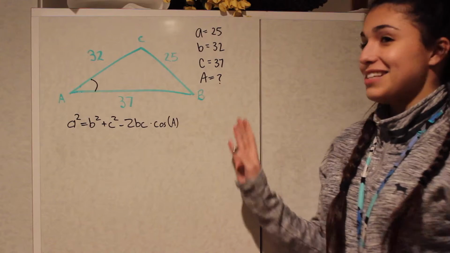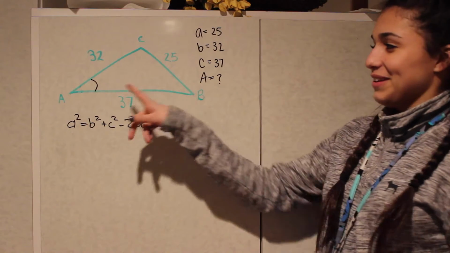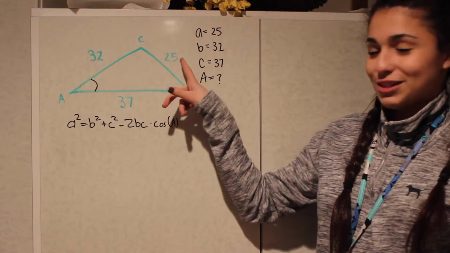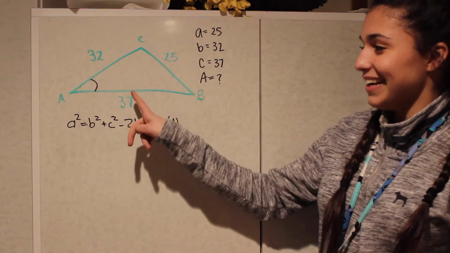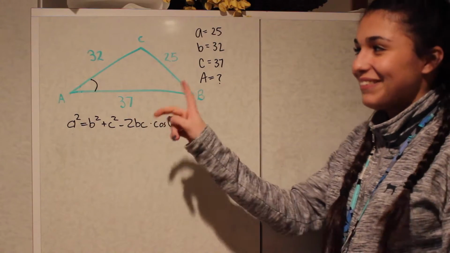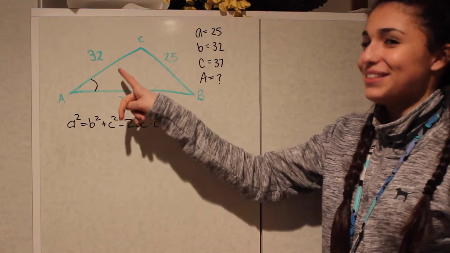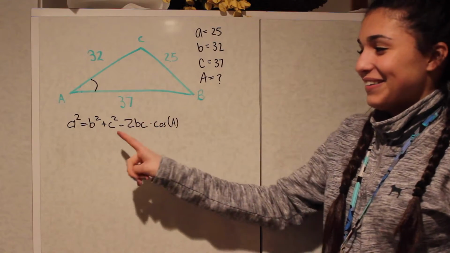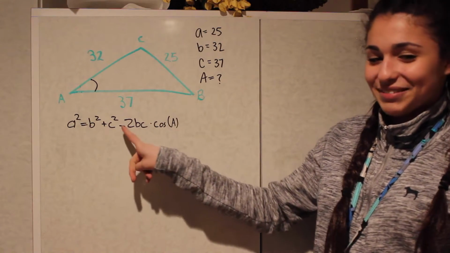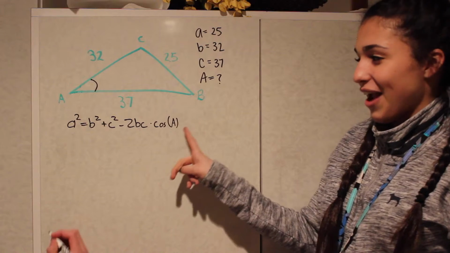So this is a side-side-side triangle. This side is 25, which is A. This side is 37, which is C. And this side is 32, which is B. So now this is the equation we're going to use to solve for angle A.